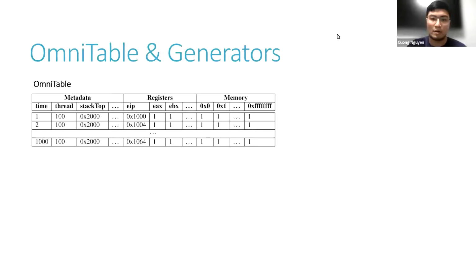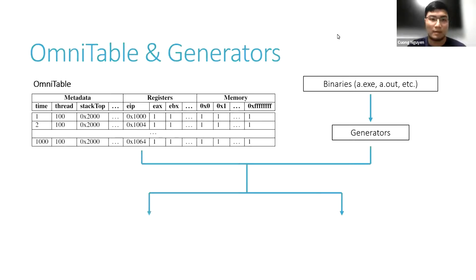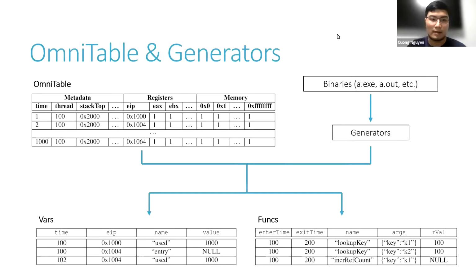This query model also has generators, which are tables that map low-level execution state in the OmniTable to high-level programming concepts, such as function definitions, lines of code, variable names, etc. This information is extracted from the binary of the program. Additionally, we can derive views for all the high-level concepts from this table, like the vars and the funcs views.